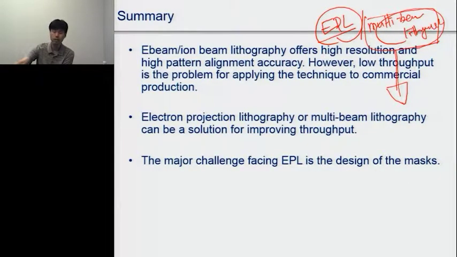In the next lecture, we're going to talk about another technology used for direct writing, which is dip pen lithography. Thank you.